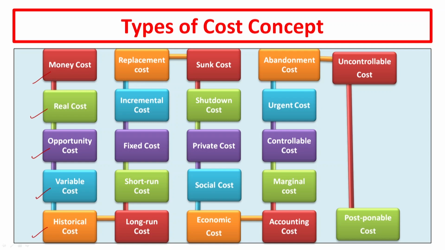historical cost, replacement cost, incremental cost, fixed cost, short run cost, long run cost, sunk cost, shutdown cost, private cost, social cost, economic cost, abandonment cost, urgent cost, controllable cost, marginal cost, accounting cost, uncontrollable cost, postponable cost, and so many. There are still so many costs. So think about, there are various subheads. Each subhead I am going to discuss with you in the coming slides.